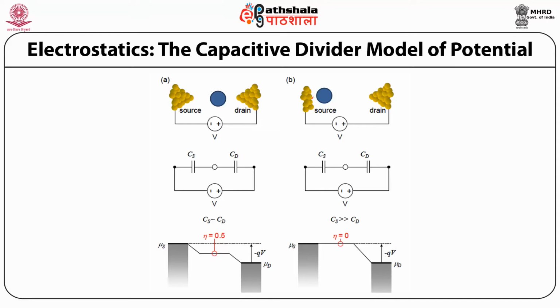So, as shown in this figure, figure A shows the symmetric contact and figure B shows the asymmetric contact. The voltage in the center of the nanoparticle is determined by the voltage division factor eta. It can be obtained from a voltage divider constructed from the capacitors.